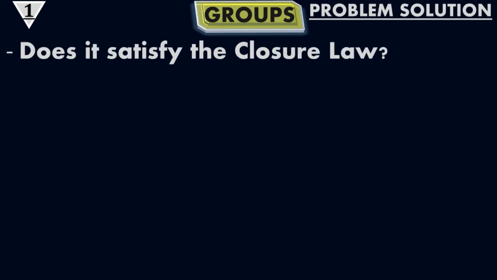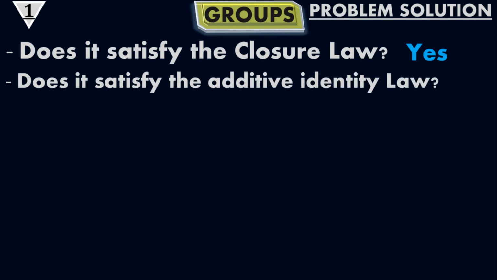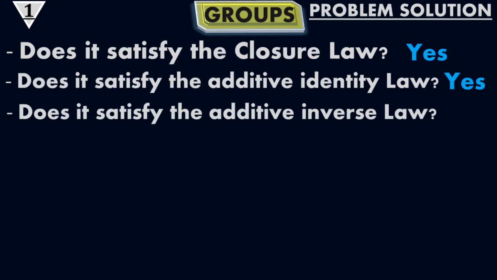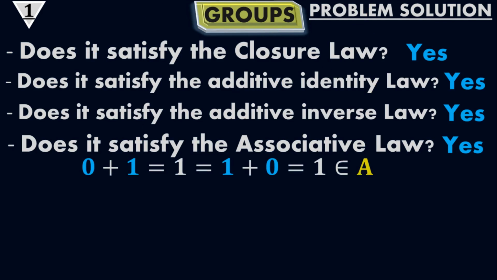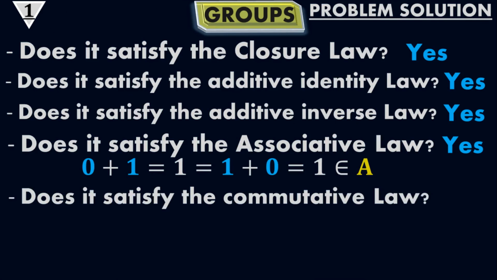As I told you, by looking at problem number 1, you have to do your own analysis. You first check: does it satisfy the associative law? Yes. Does it satisfy the additive identity law? Yes, we just saw. Does it satisfy the additive inverse law? Yes. Does it satisfy the closure law? Yes, because 0 plus 1 equals 1, which equals 1 plus 0, and 1 belongs to A. Does it satisfy the commutative law? Yes, because 0 plus 1 equals 1 plus 0.